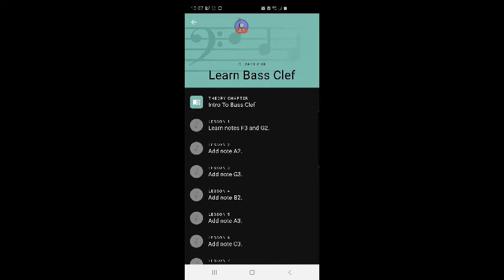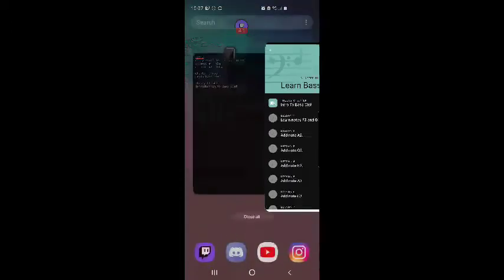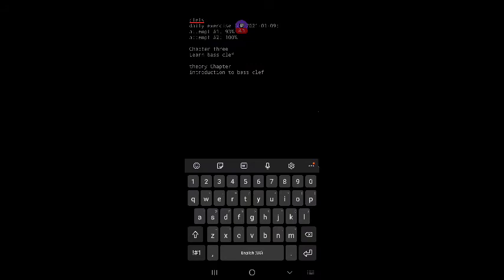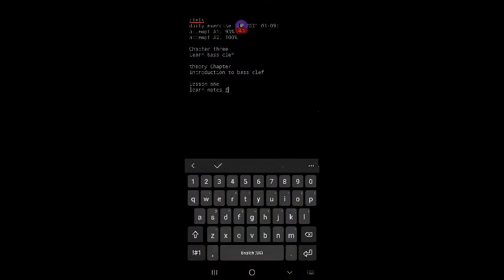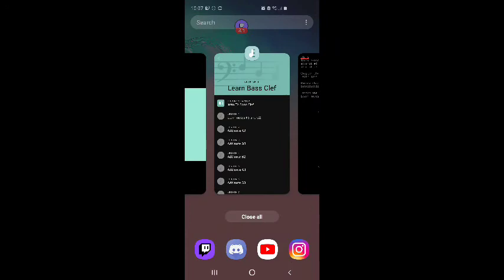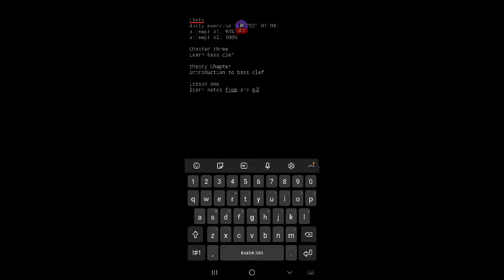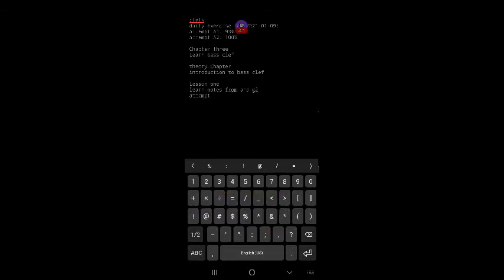Lesson one, learn notes F3 and G2. Attempt number one.